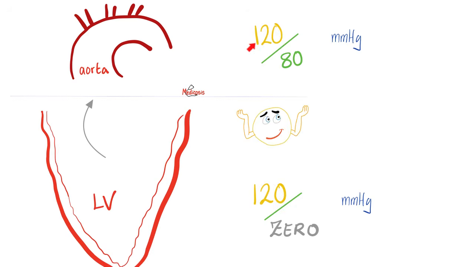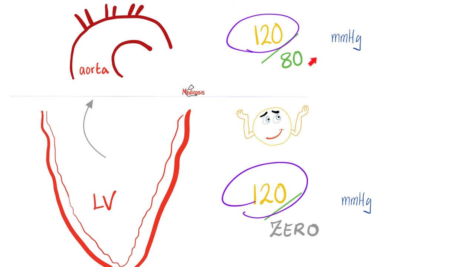So what's the normal blood pressure in big arteries? 120 during systole, 80 during diastole. What's the pressure in my left ventricle? 120, same, during systole. Almost zero during diastole. So if I ask the aorta, hey aorta, where did you get the 120 from? I got it from the left ventricle, which makes sense because the left ventricle contracts and pushes the blood here.